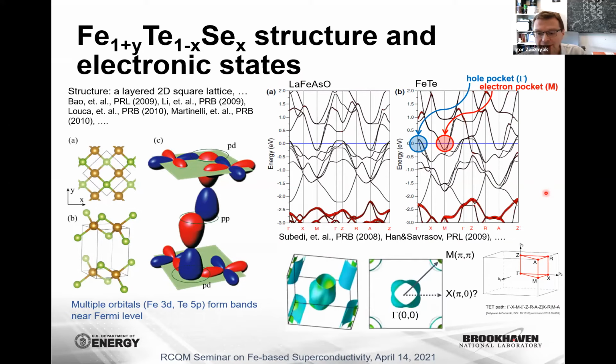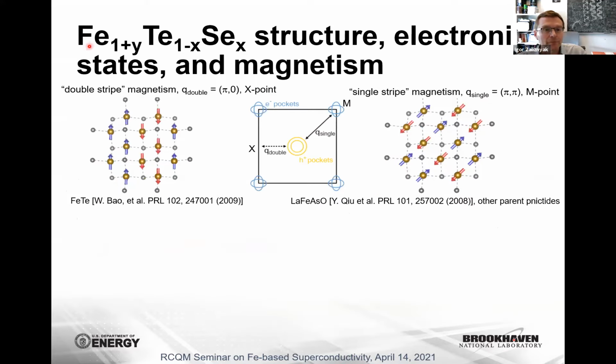Here is an illustration of a Brillouin zone with two pockets, and there is a nesting between the gamma and M points, which in the itinerant electron picture suggests a tendency to magnetic ordering at a wave vector (pi, pi). There is nothing at the X point, (pi, 0), and nevertheless the parent state of the iron chalcogenide superconductor family, iron telluride, has magnetic ordering which occurs at exactly the X point. This is the so-called double stripe ordering, which is difficult to explain in the simplistic itinerant electron picture based on the DFT calculation.